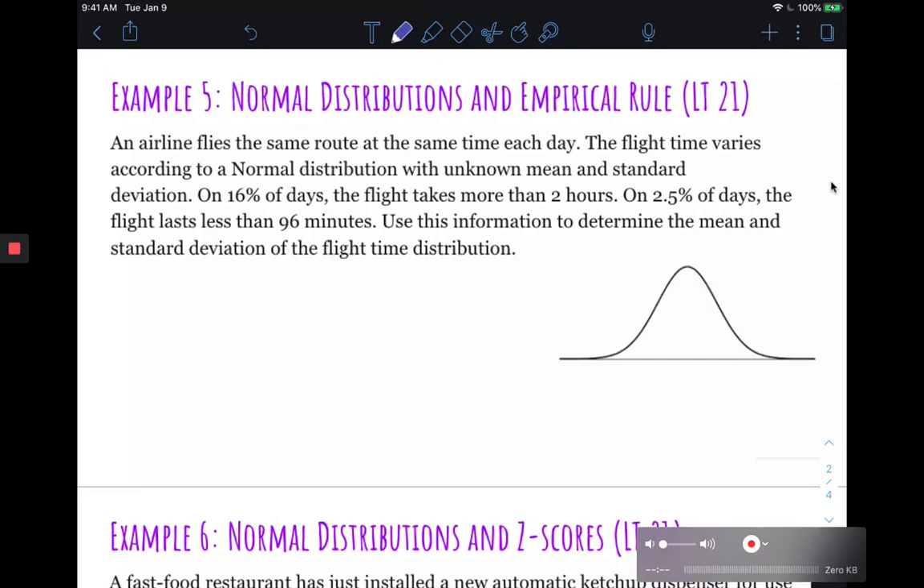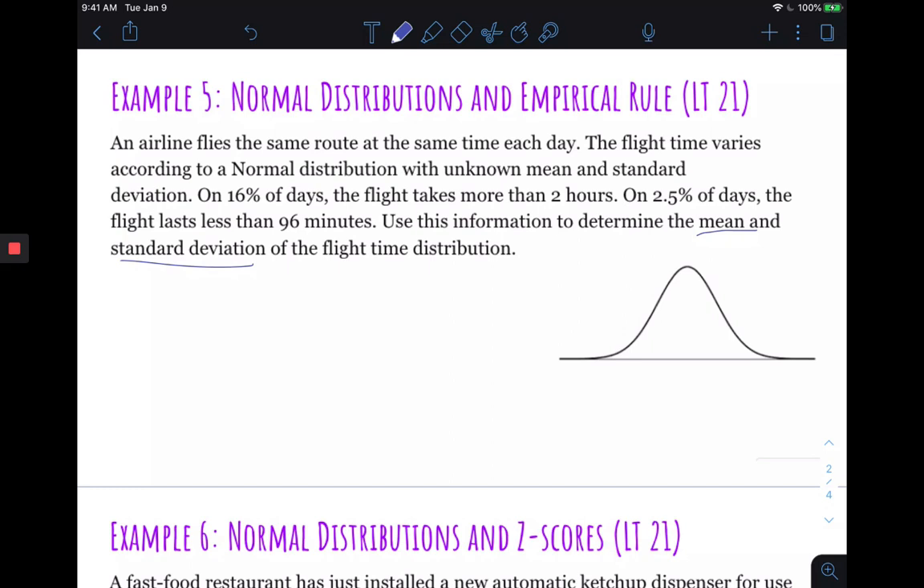Okay, we're going to try example 5 on the Unit 7 review. So an airline flies the same route at the same time each day. The flight time varies according to a normal distribution with an unknown mean and standard deviation. So that's what we're trying to find. And then on 16% of the days, the flight takes more than 2 hours. On 2.5% of the days, the flight lasts less than 96 minutes. Use this information to determine the mean and the standard deviation.